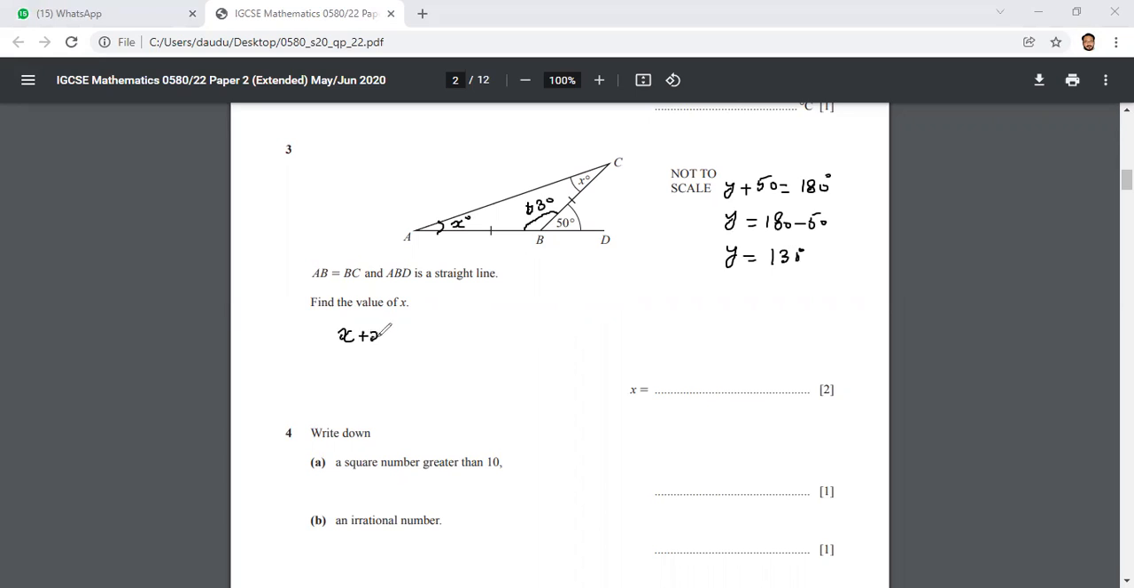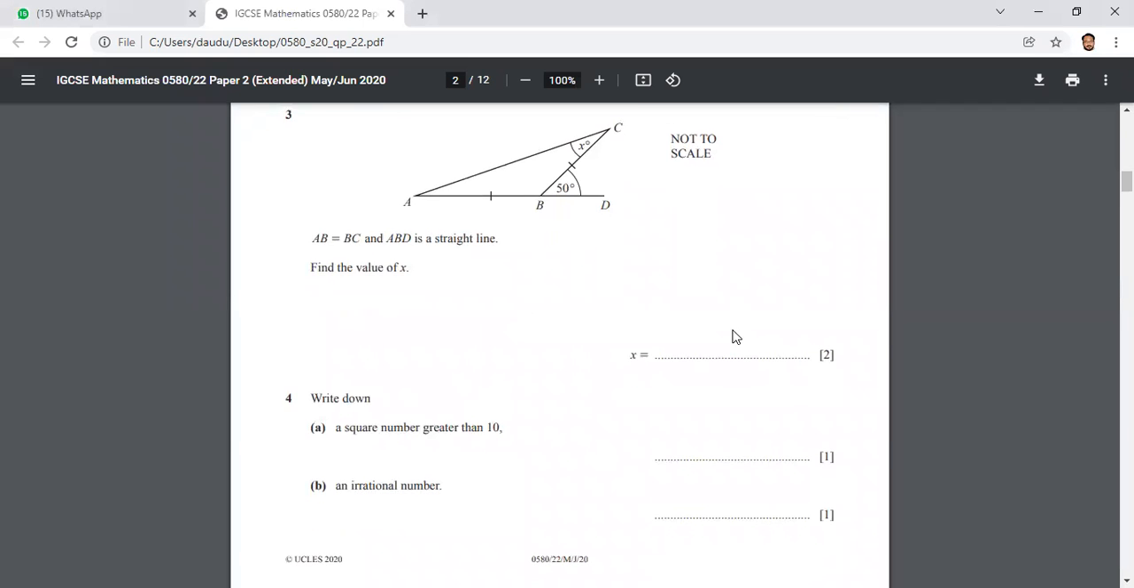Now you can find X easily. X plus 130... because we know that in any triangle, the sum of interior angles adds up to 180. So here we have 2x, take 130 to the other side, 180 minus 130, which gives us 50. Then x equals 50 divided by 2, which is 25. So it means x is 25 degrees. I hope it is clear. Next question is about square numbers.